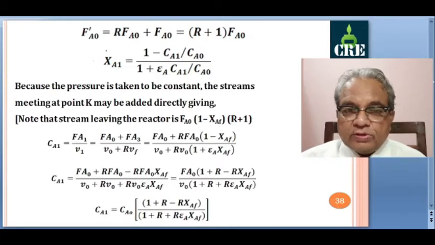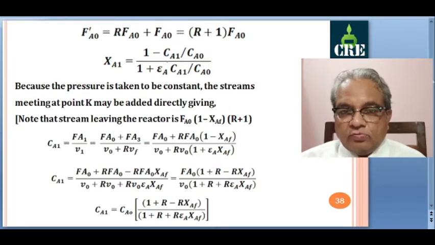We know the definition of XA1: 1 minus CA1 by CA0 divided by 1 plus epsilon A CA1 by CA0. This is for any epsilon, a variable volume system. For constant volume, epsilon is equal to 0 and XA1 is simply 1 minus CA1 by CA0. So pressure is kept constant. The streams meeting at point K as shown in the figure may be added directly. And here you should note that the stream leaving the reactor is FA0 into 1 minus XAF into R1.